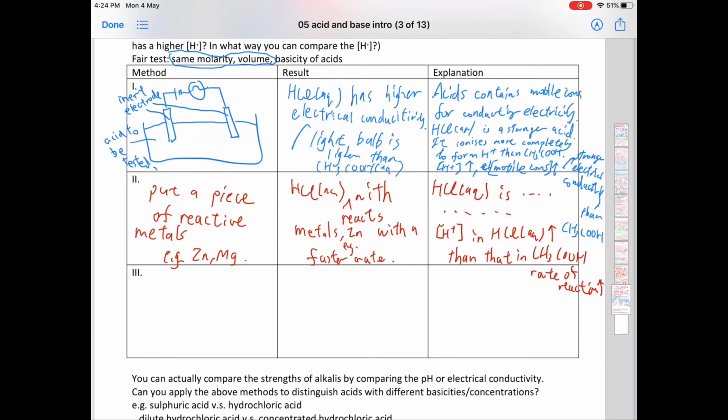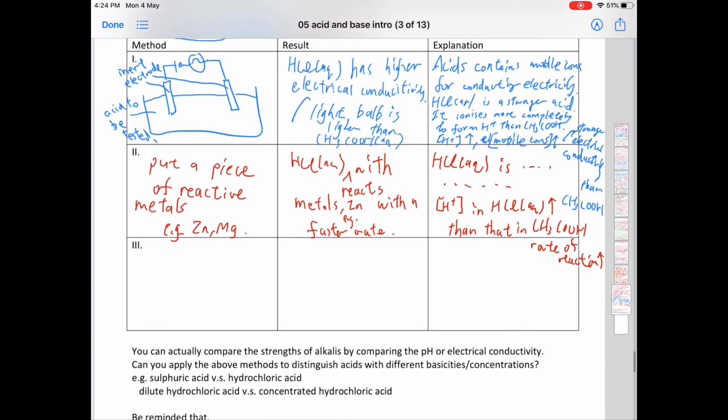Another method is that you can put the same amount of magnesium or zinc into the acid, with the same molarity and volume, and then record the time for complete reaction to occur. If it takes a shorter time for complete reaction, it means that the rate is higher. These are the two ways to measure the rate of reaction for this experiment. And finally, just make use of the pH meter with data logger. Can you tell me why?